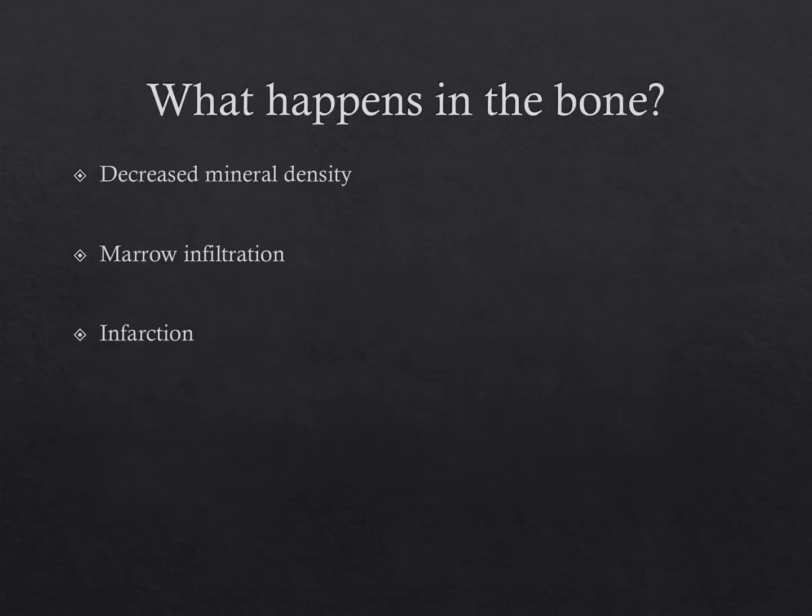Since we'll be concentrating more on the orthopedic aspect of this disorder, we will be discussing what exactly happens with the bone. In the bone, the disorder affects the mineral density by decreasing it, and there is a marrow infiltration by the lipid-laden macrophages. This in turn leads to bone infarcts which cause weakening of the bone, which in turn leads to the frequent fragility fractures that we actually see in this disorder.